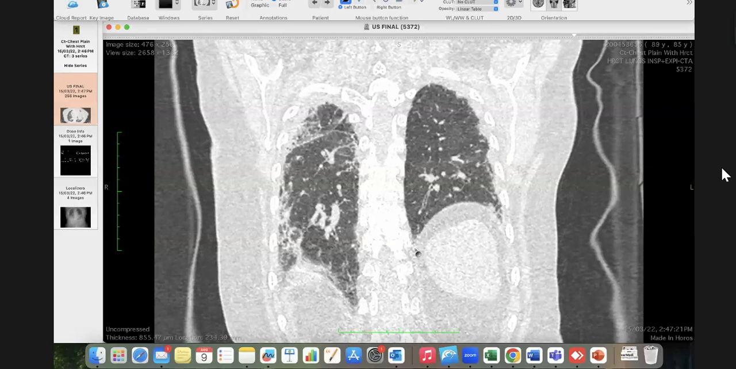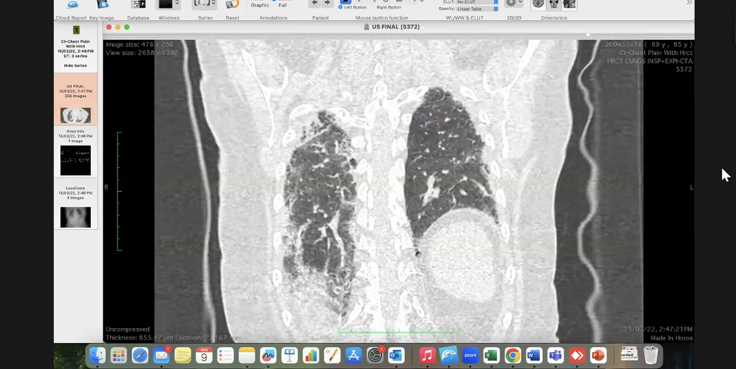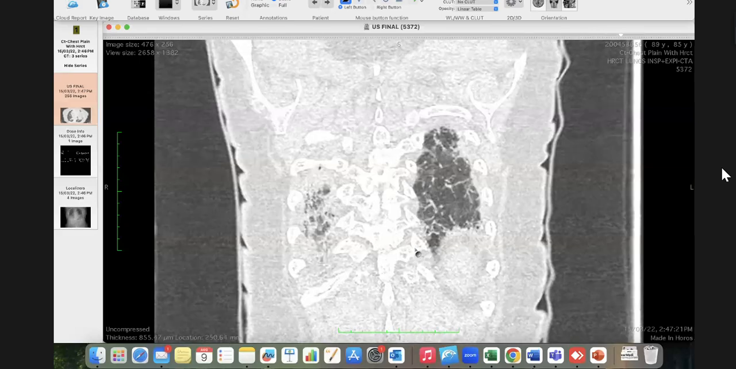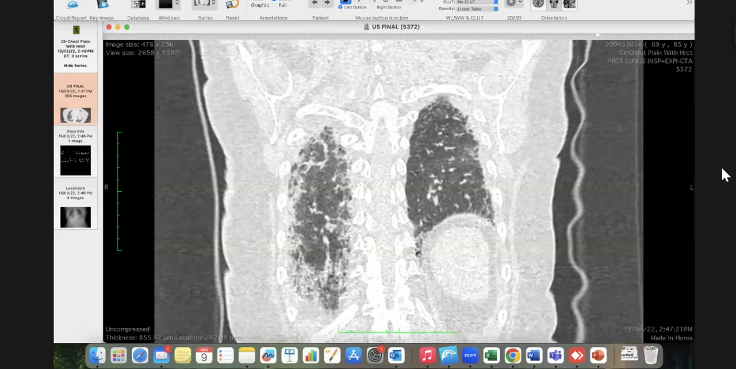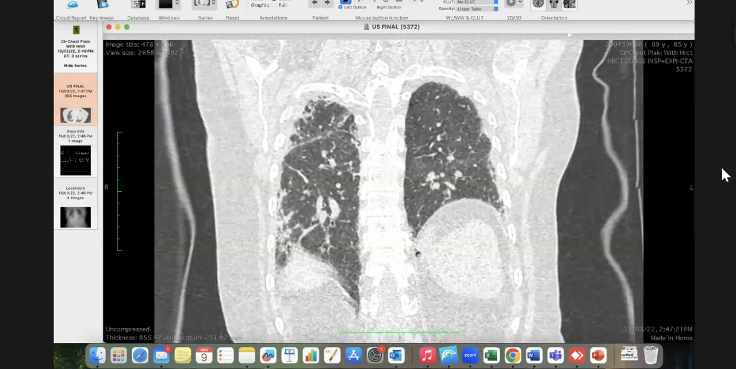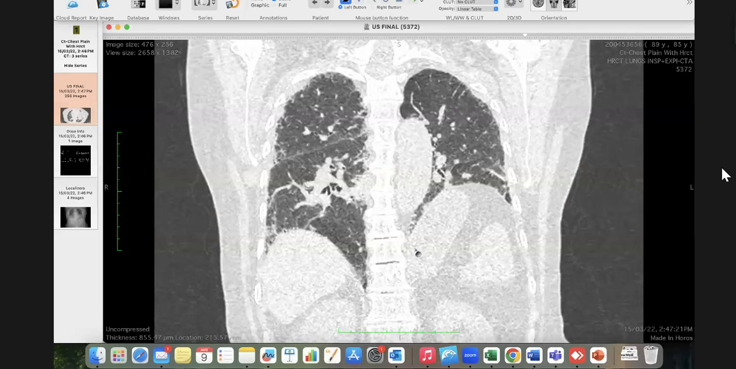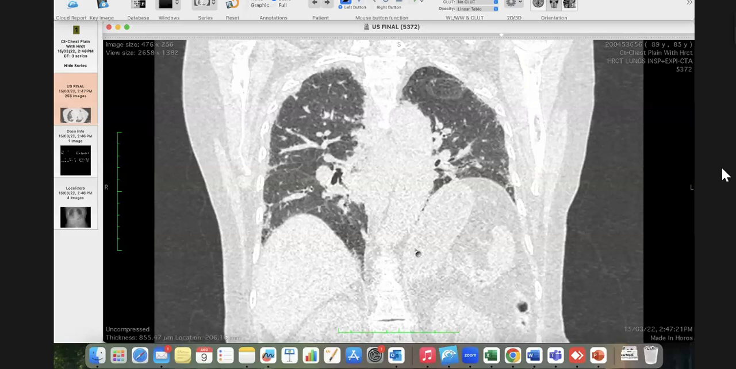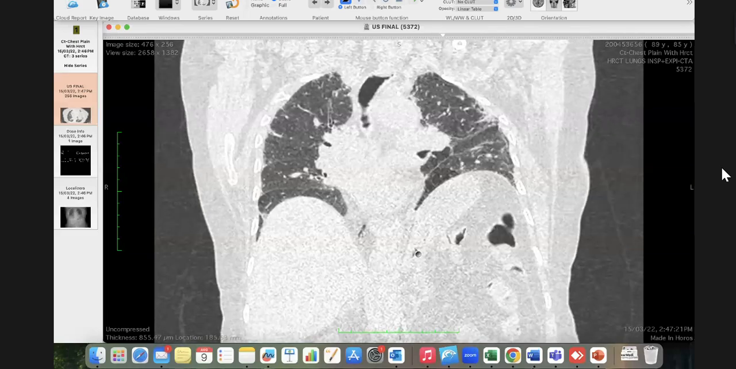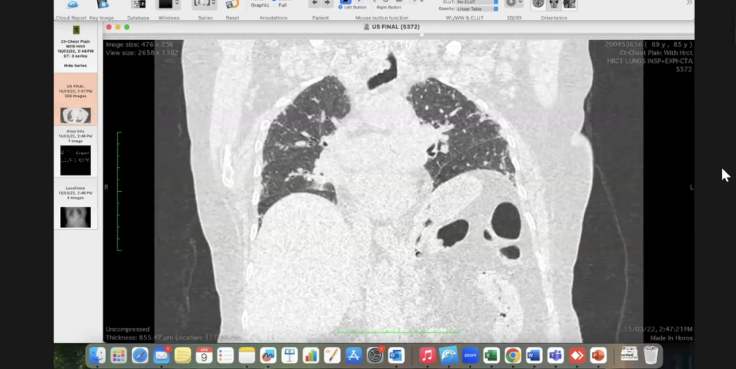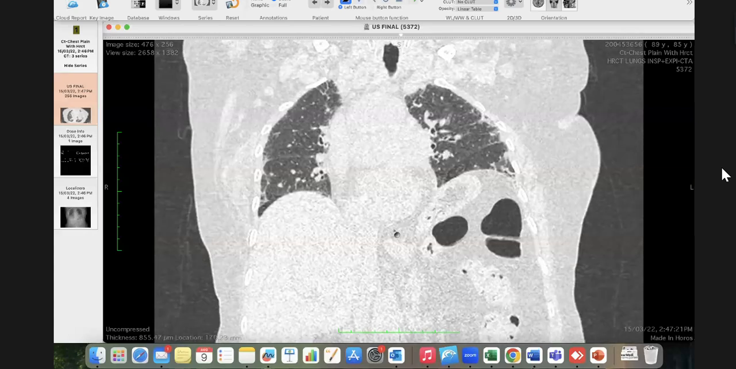So there is no honeycombing. I really do not see any honeycombing here. And there is no consolidation, there is no ground glassing, there is no nodule. So this falls into that category of probable UIP, in which everything is there, but honeycombing is not there.